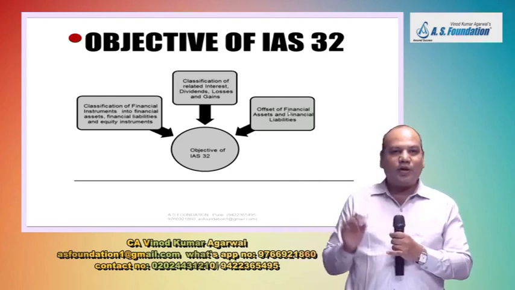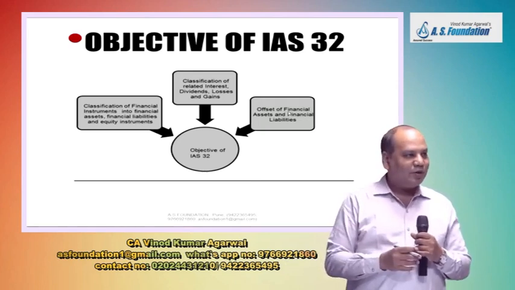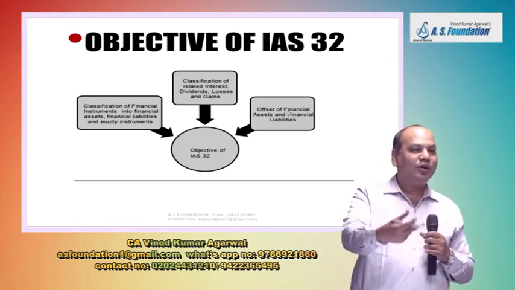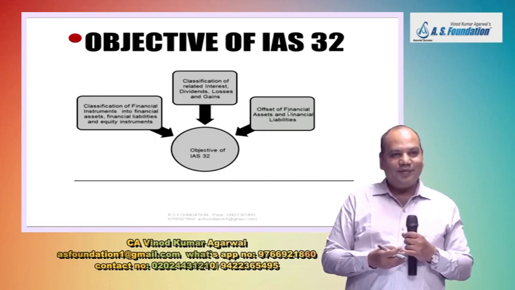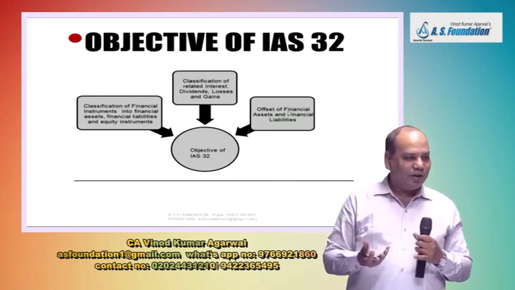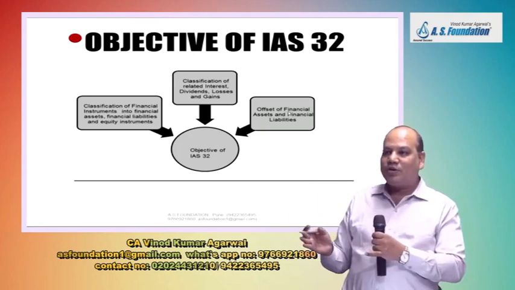Suppose you have a bank overdraft and a savings account. Current account, savings account is not right. Current account and an overdraft account. Can we set off? It can be yes, it can be no also. For that, there are some conditions given in this standard.